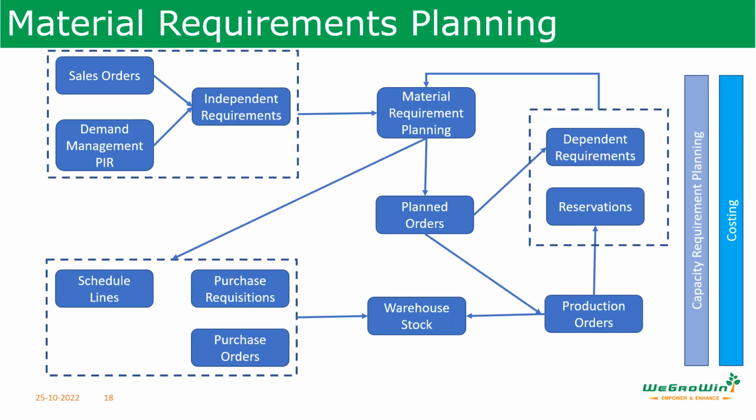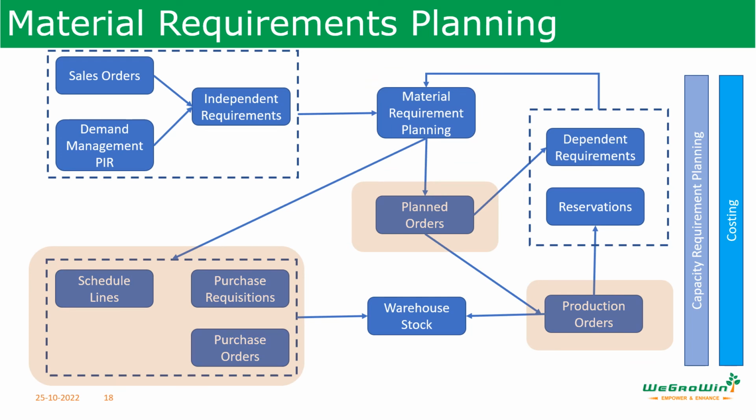Requirement determination will be done either manually or through system MRP. This is one thing we discussed. So MRP will act like this. There will be sales orders, demand management and independent requirements. These are called independent requirements, based on which MRP will run. MRP will create dependent requirements for further requirements which have to come based on the bill of materials.